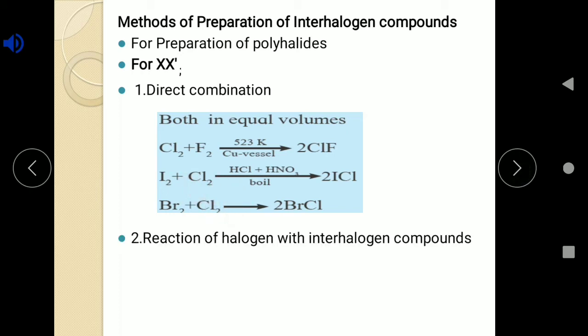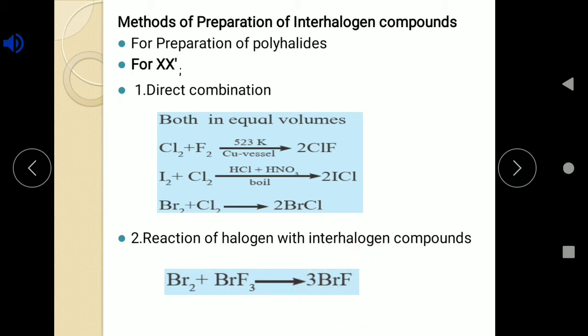Second method of preparation of XX dash will be reaction of a halogen with an interhalogen compound. So to prepare an interhalogen compound, we have to take an interhalogen compound. But the reaction will be like this. Bromine on treatment with bromine trifluoride gives you bromine monofluoride.